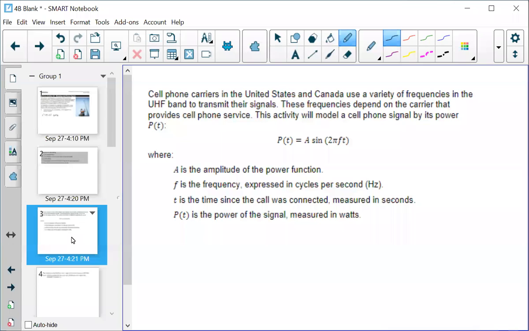Cell phone carriers in the United States and Canada use a variety of frequencies in the UHF band to transmit their signals. These frequencies depend on the carrier that provides the cell phone service. This activity will model a cell phone signal by its power. P of t equals A times sine of 2 pi ft. A is the amplitude, f is the frequency, t is the time since the call was connected, P of t is the power of the signal measured in watts.